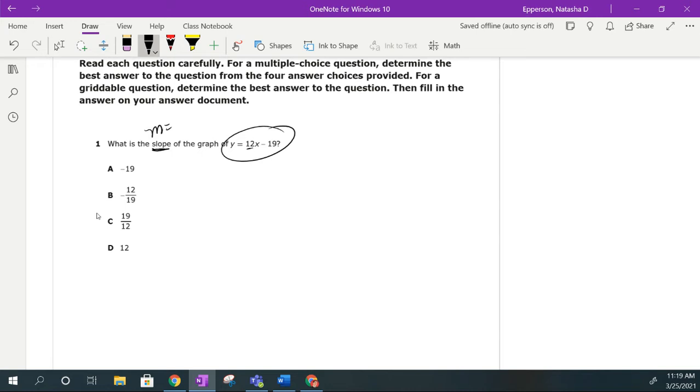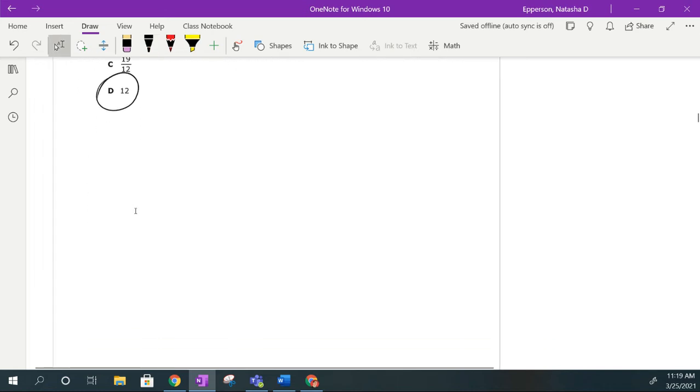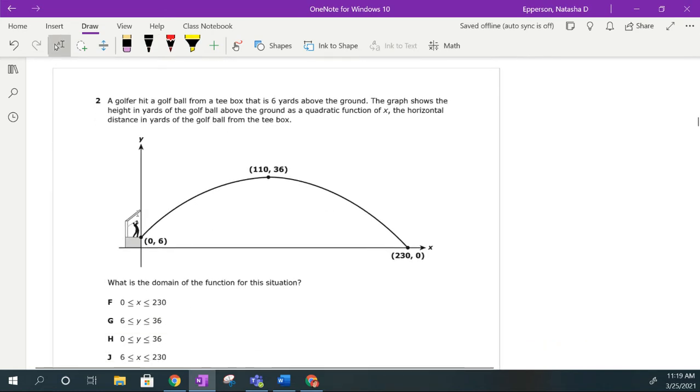So we're looking for the slope. That's the number that's in front of the x. So that's going to give us our answer choice D. It is that easy. So we're done with question number 1. All right, so we got one question down. We got a bunch more to go.